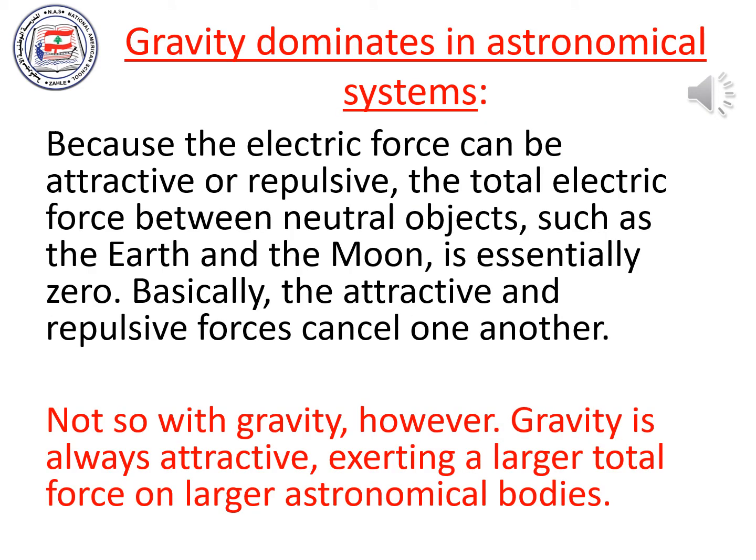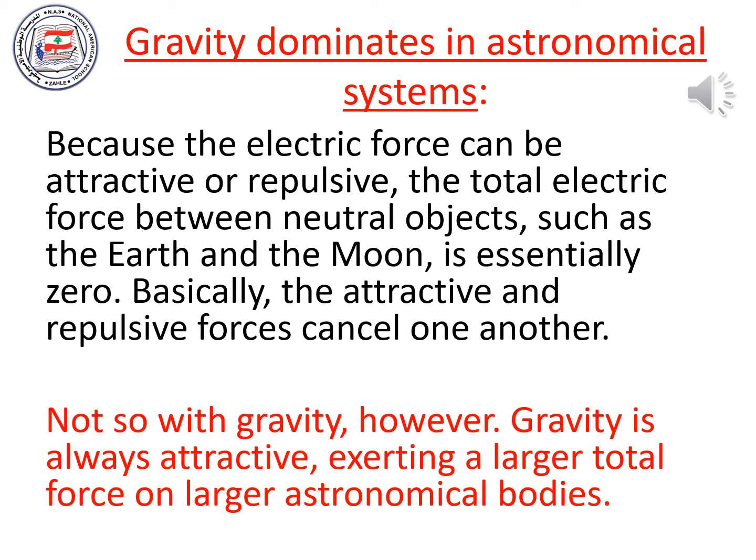Gravity dominates in astronomical systems. We are going to see why. Because the electric force can be attractive or repulsive, the total electric force between neutral objects such as the Earth and the Moon is essentially zero. So basically, the attractive and repulsive forces cancel one another. This is why the total electric force between neutral objects is zero.